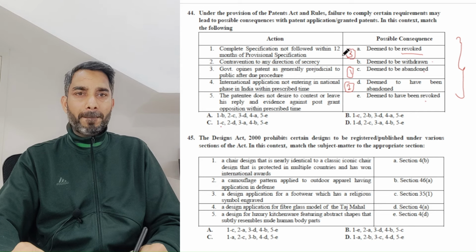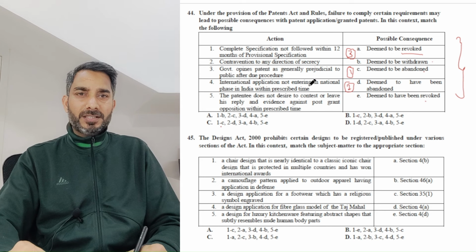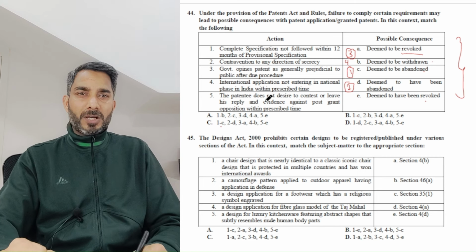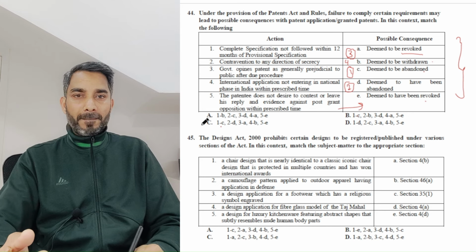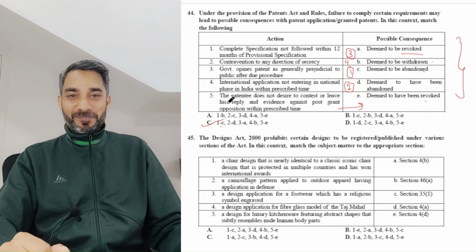International application not entering the national phase is deemed to be withdrawn. It's not entering it, so withdrawn. The patentee does not desire to contest or file his reply evidence: deemed to have been revoked, because it gets revoked finally. Answer is C. I hope it was clear.